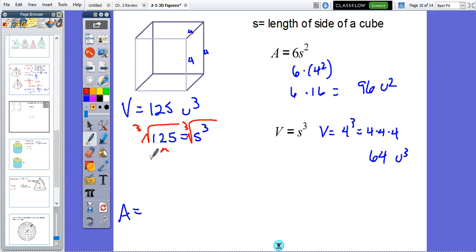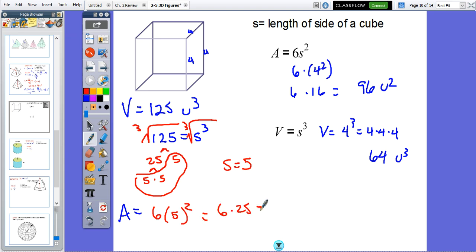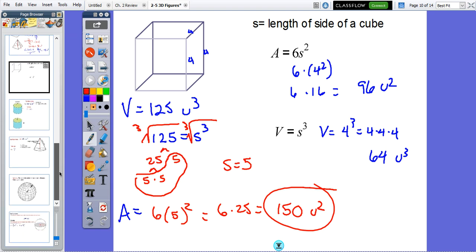Well, if you're not sure, you can just reduce that. So 125, I can divide that by 25. That's 25 times 5. Well, then 25 is made up of 5 times 5. If you look at this, I got my 3 5s right there. There's my 3 5s, so that means I can say that s is equal to 5. So now that I have that, I can put that in my other formula, 6 times 5 squared, which gives me 6 times 25, which gives me 150 units squared. That's my area. You'll have a problem like this on your test, so be mindful. Make sure you got that down.